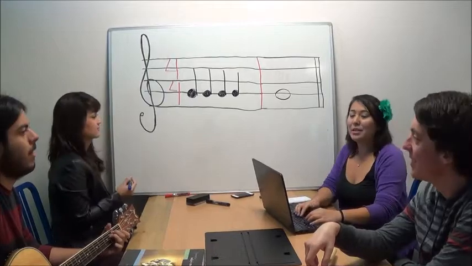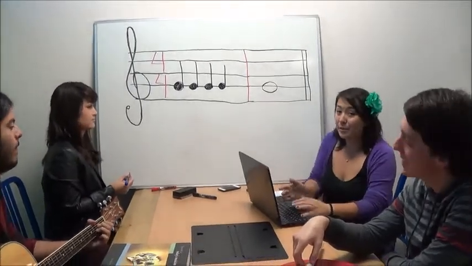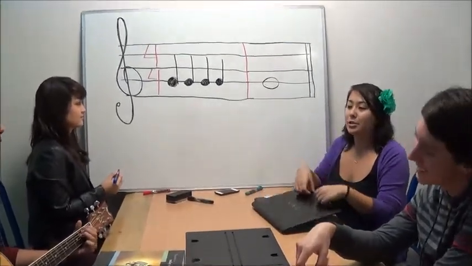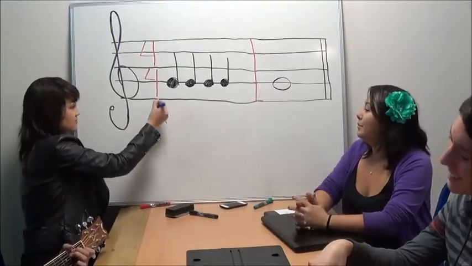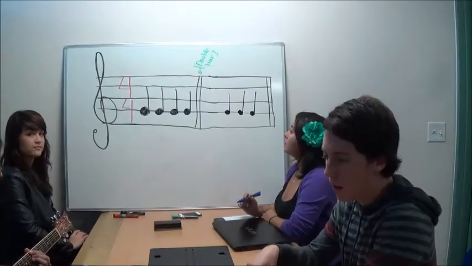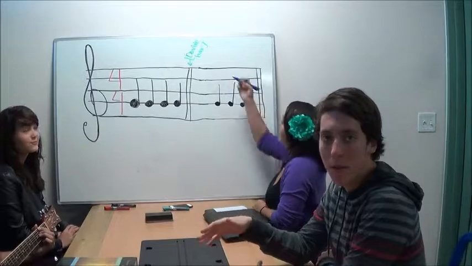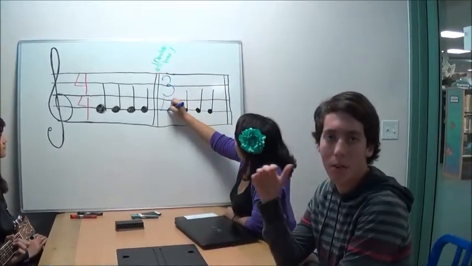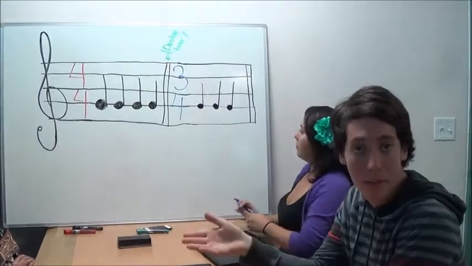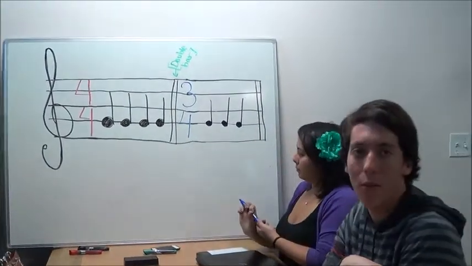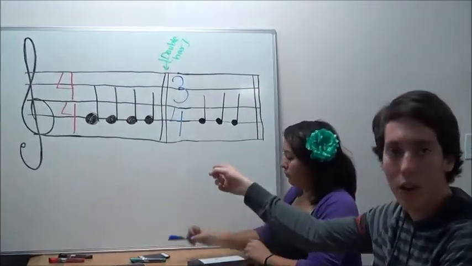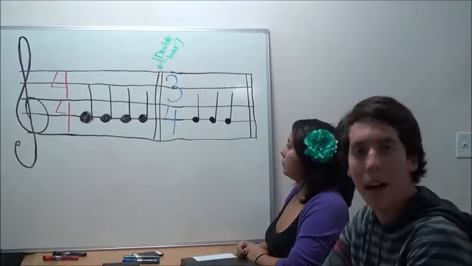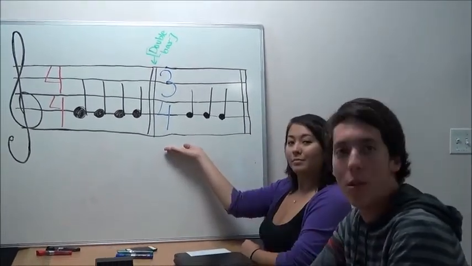In simple meter, each beat is divided into 2 equal parts. The 2 of our most common time signatures are 3/4 and 4/4. In meter, the bottom number represents what type of note gets the beat, whereas the top number represents how many of that note are in a measure. In the first measure we have 4/4, which equals 4 quarter notes, whereas in the second measure we have 3/4, which equals 3 quarter notes.